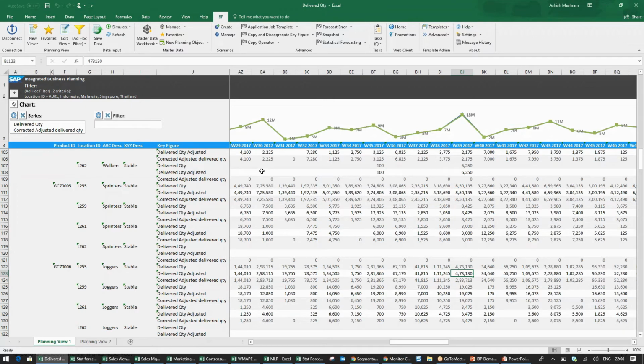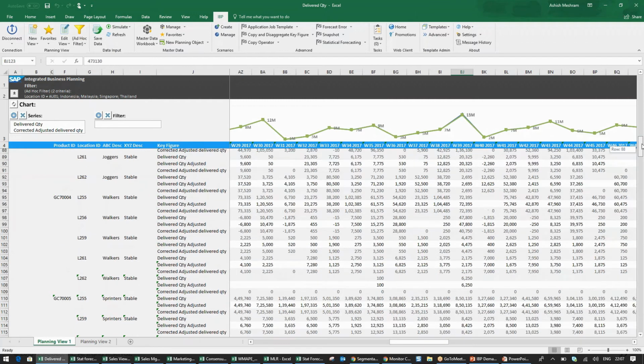Once your job is run, you can see that your ABC XYZ segmentation is assigned to your product location combination based upon the key figure that you have selected and the overall contribution that they have for the target key figure. As you can see, some product location combinations belong to sprinters and stable, and some products belong to joggers and stable, and you will have a combination according to the data and the segment that you have defined.